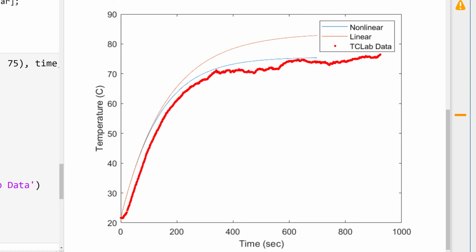Nonetheless, our linear model still did a pretty good job at predicting the temperature. As far as the magnitude, we're within, I'd say, about 7 degrees by the end.